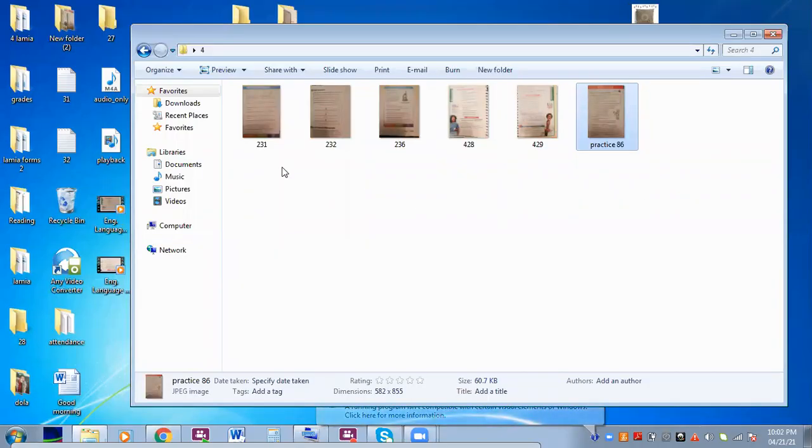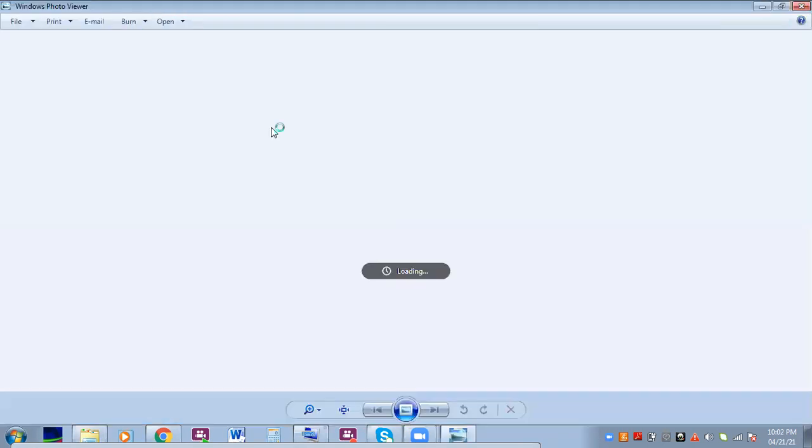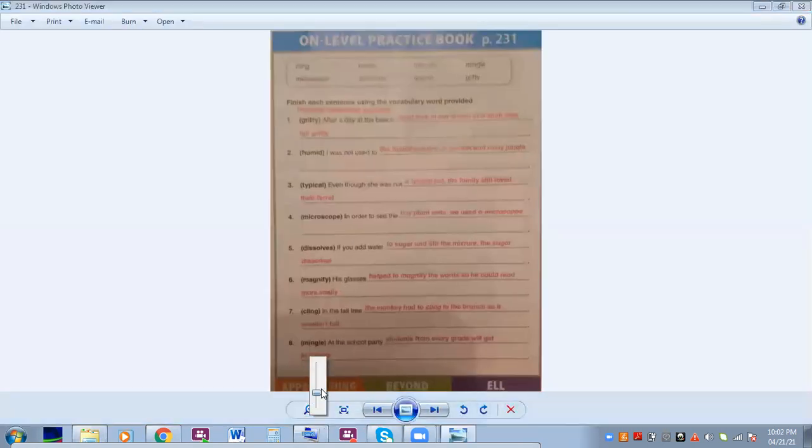Hi guys, so today we worked in the Your Turn Practice workbook. We started with a review of the vocabulary words.